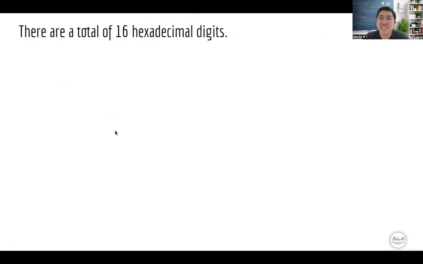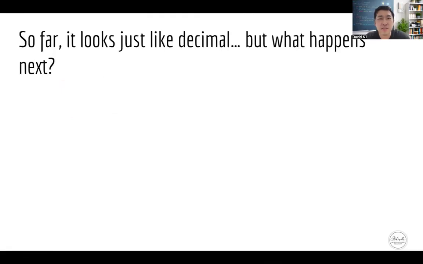So there are a total of 16 hexadecimal digits. What are they? 0, 1, 2, 3, 4, 5, 6, 7, 8, 9. So far, it looks just like regular decimal numbers, right? Well, what comes afterwards? After 9, we get A, B, C, D, E, F.